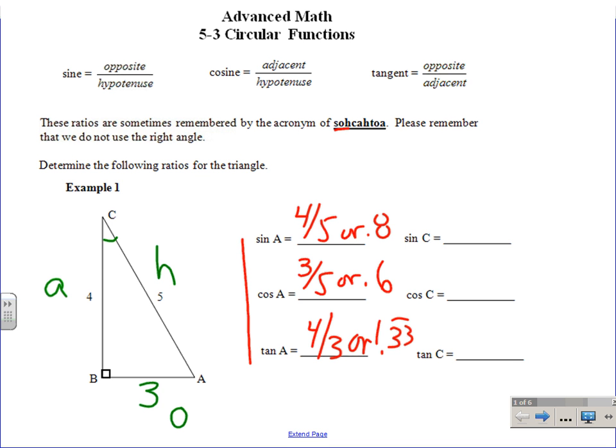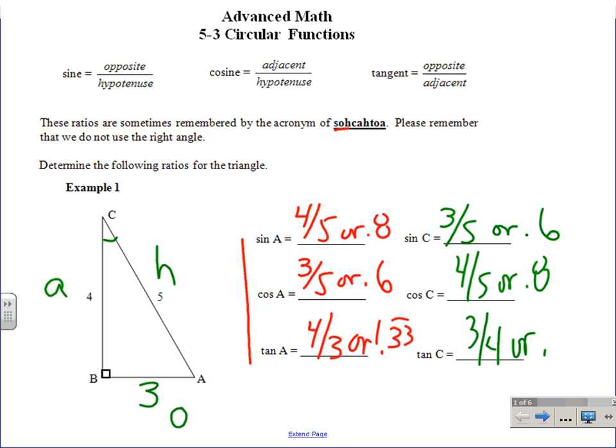So let's do sine of angle C, so it's opposite, which is 3 over 5, otherwise known as 0.6. Cosine of C is adjacent over hypotenuse, which is 4/5 or 0.8. And tangent of C is 3/4, otherwise known as 0.75. So as you can see, tangent sometimes is bigger than 1 and sometimes is not. It really doesn't have to follow that general rule.